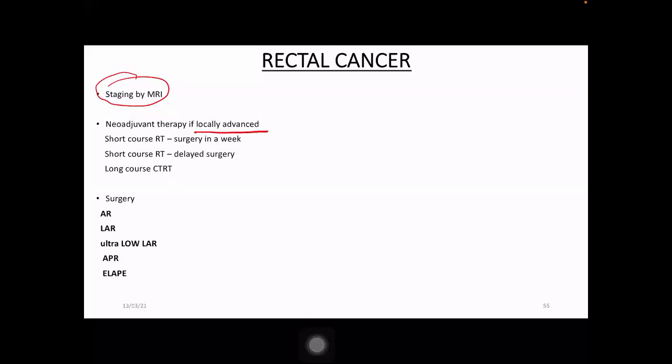What neoadjuvant therapy? There are a lot of studies and a lot of advancement in neoadjuvant therapy for rectal cancer, and you can take a separate class for this. But in short, you can give a short course RT and do surgery in a week. Short course RT means you give 25 gray in 5 days. You give a 1 week gap, and then you do surgery. So this is short course RT.